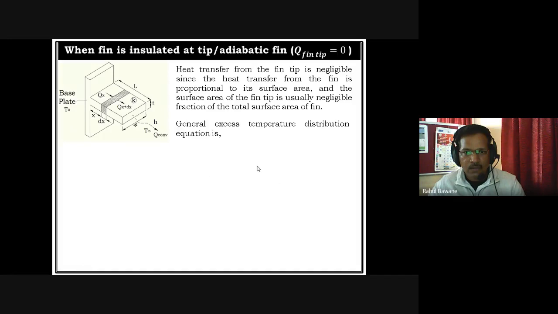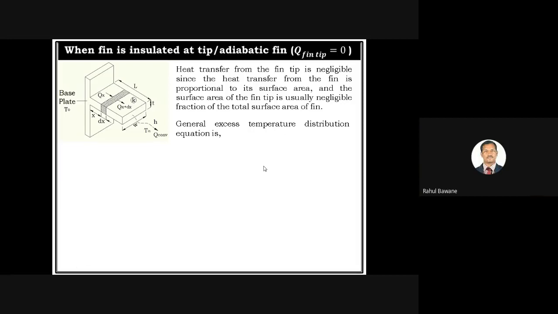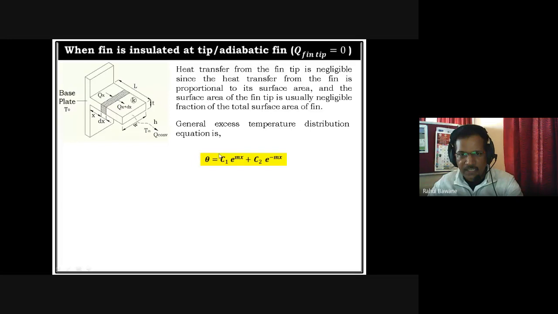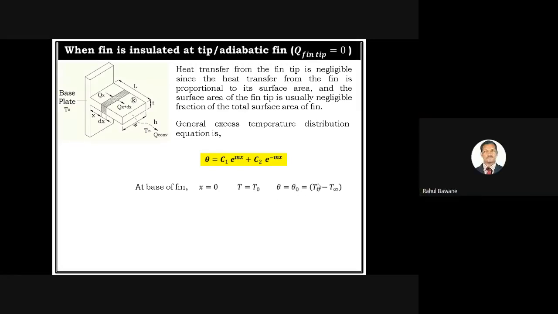So we know the generalized excess temperature distribution equation is theta equals C1 e raised to the power mx plus C2 e raised to the power minus mx. We derived it for this rectangular kind of fin. Now at the base of the fin where x distance is 0, that means where the fin is attached to the base plate, x is 0, so temperature becomes T0, that is the base temperature, and theta becomes theta 0, that means T0 minus T infinity.